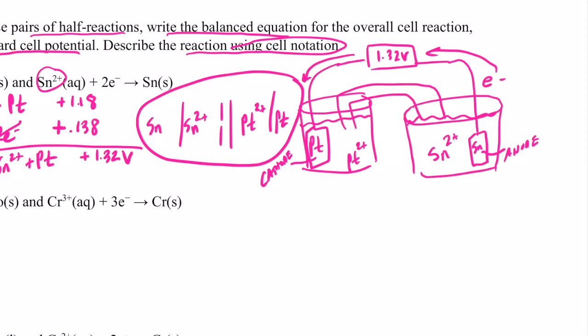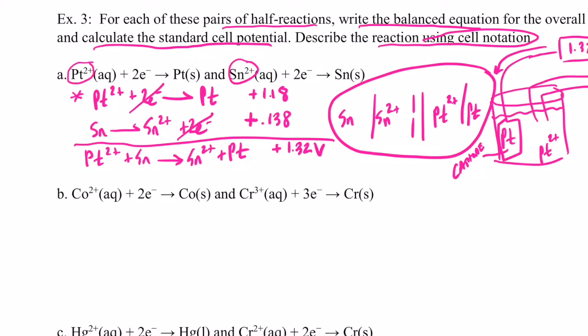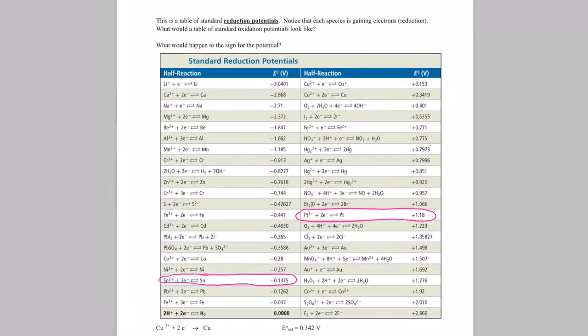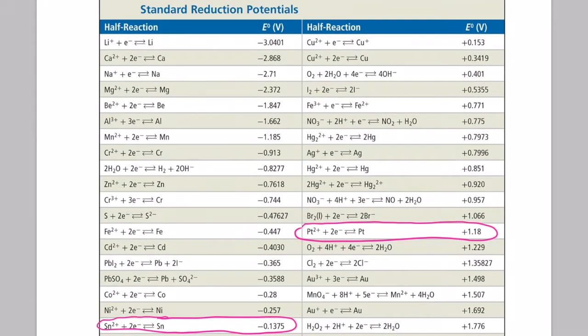Okay? All right, how about if I do one more for you, and then you try to do one on your own? All right, so letter B, looks like we have cobalt 2 plus gaining 2 electrons to become cobalt. My other option is chromium 3 plus gaining 3 electrons to become chromium. So let's look up those two reactions. Once again, we have the cobalt 2 plus and the chromium 3 plus gaining electrons. So we have to go back a couple of pages to my reduction potential chart. We have to search for those, unfortunately.